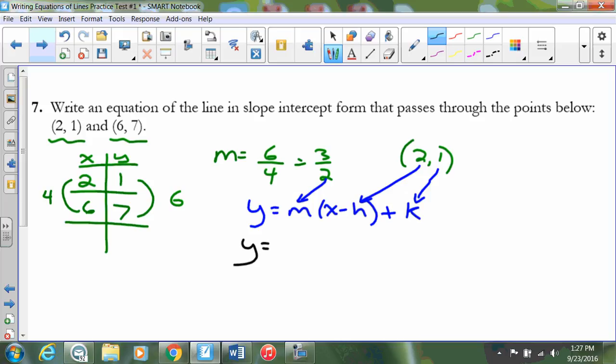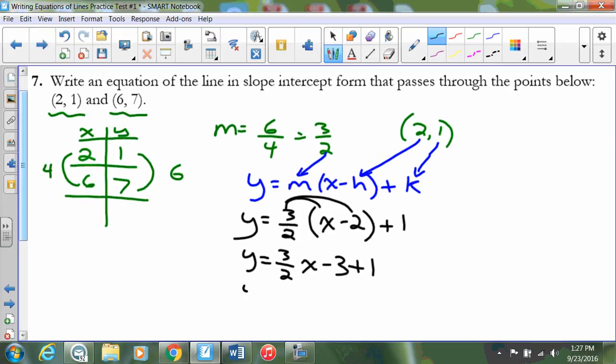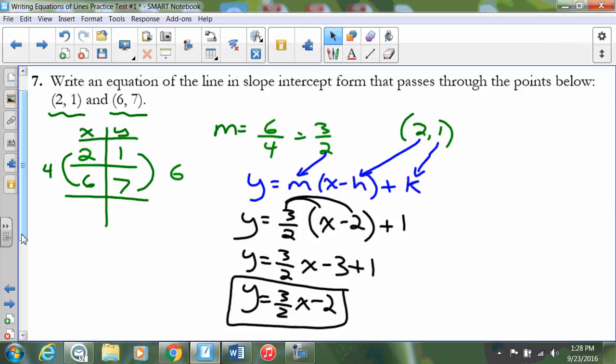All right, so the slope is 3/2. You can still be using 6/4, so we'll end up with the same answer. I'll put the 2 in there, plus 1. I'll go ahead and distribute. Let's see, that's going to be minus 3 plus 1. So we're going to scooch down just a bit, and we get y equals 3/2 x minus 2. So if you wrote y equals 6/4 x minus 2, that's correct. If you wrote y equals 1.5 x minus 2, that's also correct.